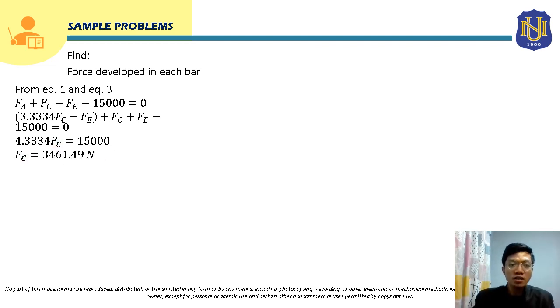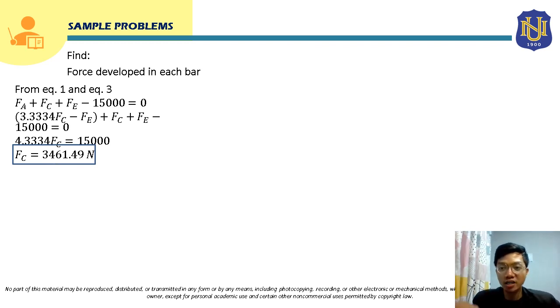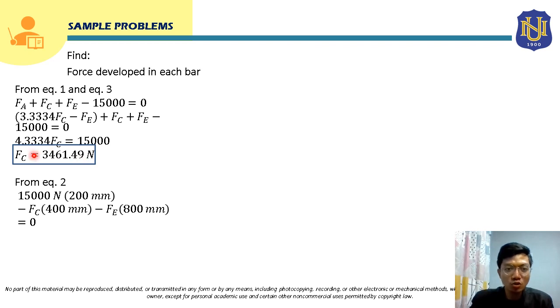Solving for FC here, this will just be 15,000 over 4.3334. This became 4.3334 because we combined this 3.3334 FC and plus 1 FC. So solving for FC, this will be 15,000 divided by 4.3334. You can input that in your calculator. The answer is 3,461.49 Newton. This is actually the answer already for the force in bar CD. Now, using this FC, from equation 2, we can substitute it to the FC here to solve for FE.